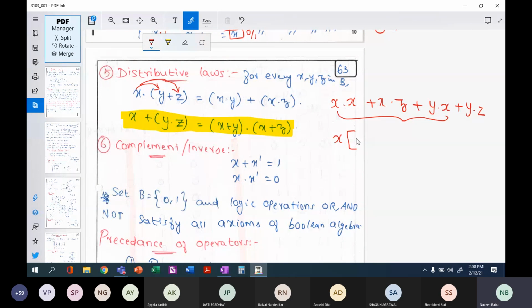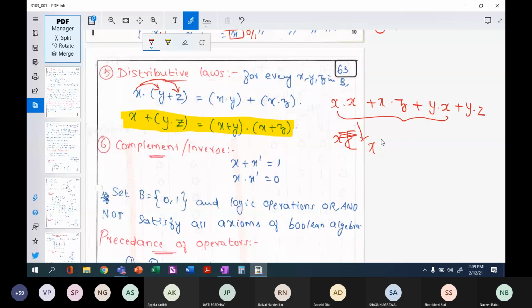Or in other terms, the first term you can write as x dot x. X dot x is nothing but, if it is 0 dot 0, it will be 0; if 1, it is 1 dot 1, which is 1. So its value is going to be x. So this can be written as x plus x dot z plus y dot z.